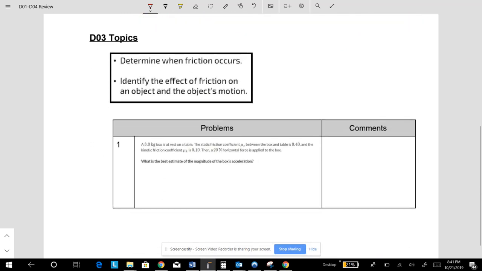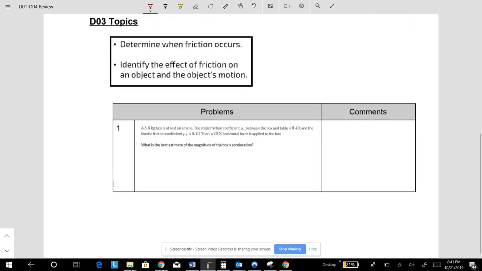All right. D03. So this one you're going to determine when friction occurs. You should be able to identify the effects of friction on an object and an object's motion. These are basically finding friction problems. There will be a lot of calculations within these ones. Again, it's not very difficult as long as you know how to apply the formula. That formula is basically going to be right here.